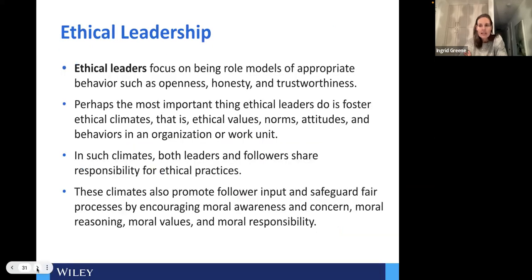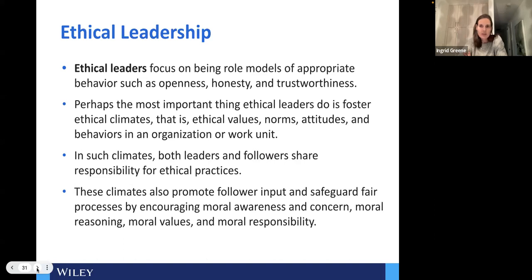Ethical leadership. This shows up a lot in Catholic universities. When I Googled it, Villanova, my alma mater, was at the top of the list. And we'll look at a chart at the end comparing all these different leadership styles. But this one is all about, I care about the end results, but I care most about how we get there. This is about being role models of openness, honesty, trustworthiness.